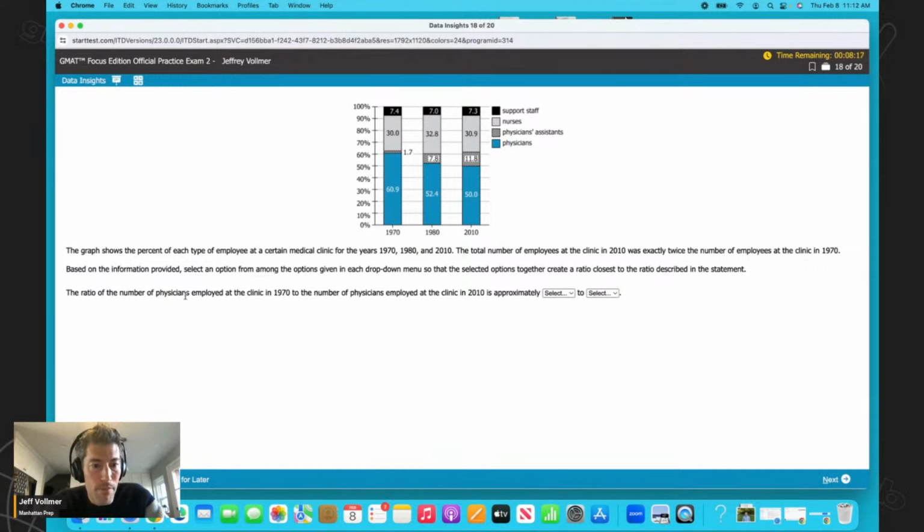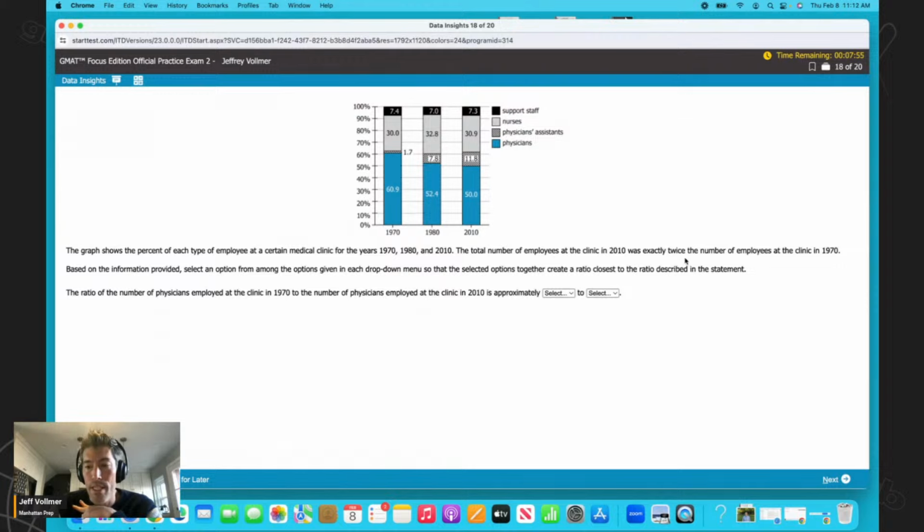Cool. The ratio of the number of physicians employed at the clinic in 1970 to 2010. All right, so where are the physicians? Oh, it's the blue ones we're looking at, approximately what? So what I could do is imagine that this value is like there's 100 people there. And we'll just round because we are allowed to approximate. If there's 100 people here, this would be like 61 people.